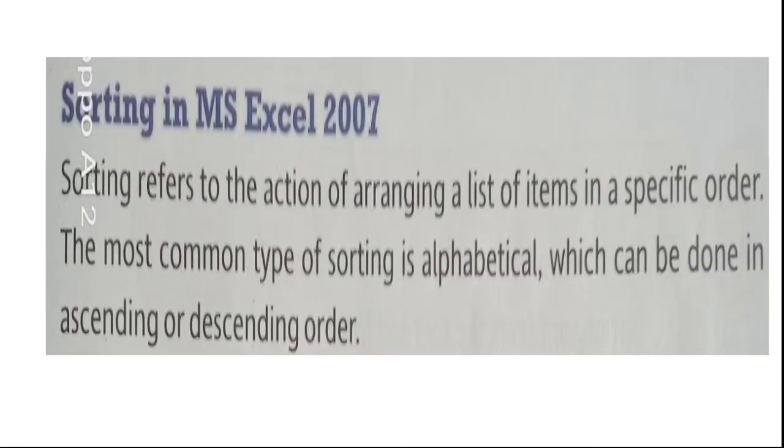Then sorting in MS Excel. Sorting refers to the action of arranging a list of items in a specific order. The most common type of sorting is alphabetical, which can be done in ascending or descending order. Have you ever seen the attendance register of a class? If you have seen, the student names are arranged alphabetically.